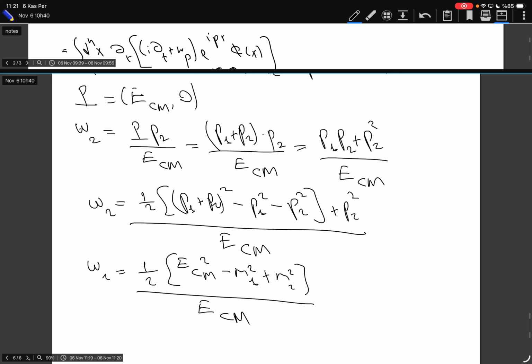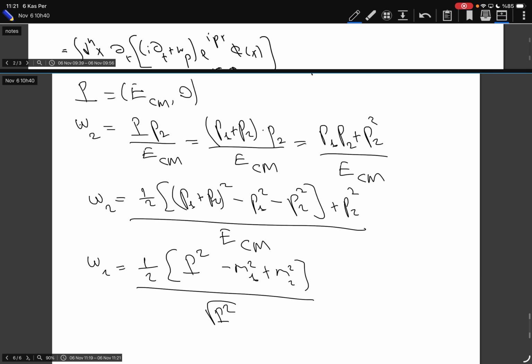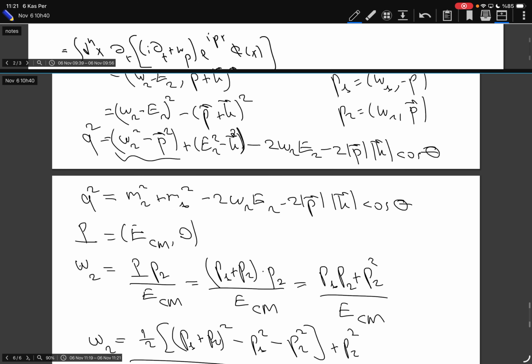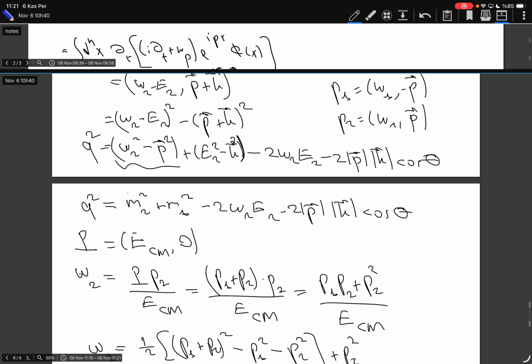Now, omega 1 is a function of E center of mass only, which I can also write as square root of P squared. The center of mass energy is something that I chose when I was making these collisions. So this is for omega 2. Now if I go back over here, this is already Lorentz invariant, this is Lorentz invariant. Omega 2 is now expressed in terms of a Lorentz invariant quantity that depends only on the center of mass energy.